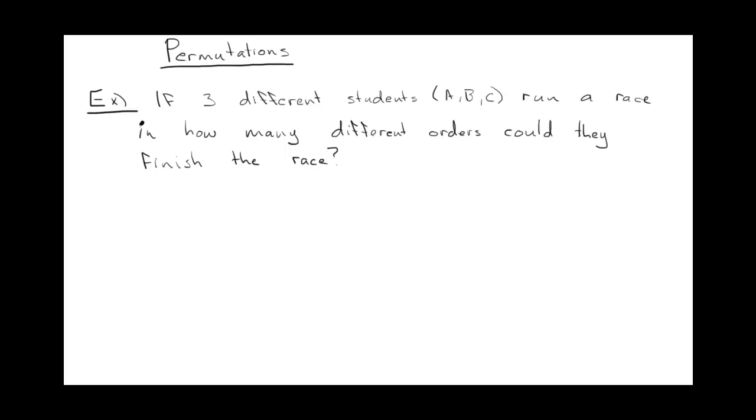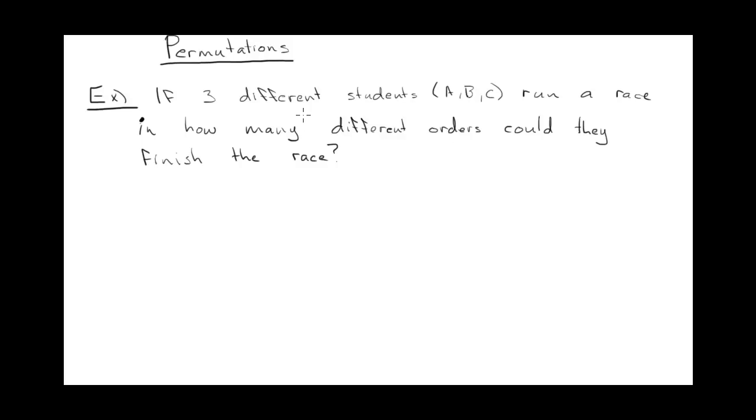So, if this were class, I'd have you try to come up with all the different orders. Let's write down all the orders. Well, student A could win, then B second, and C third. Student A could win, and then C could be second, and B could be third. Student B could win, student A could be second, C could be third, or B wins, and then C then A, or C wins, A, B, and then C, B, A. And that's all the possibilities. So there are six ways, 6 orders.